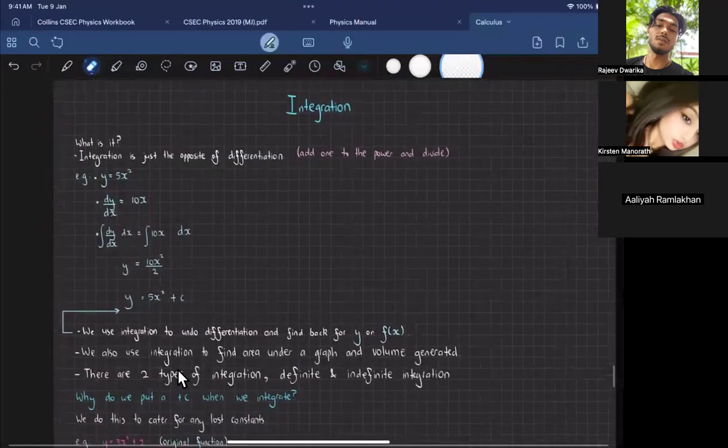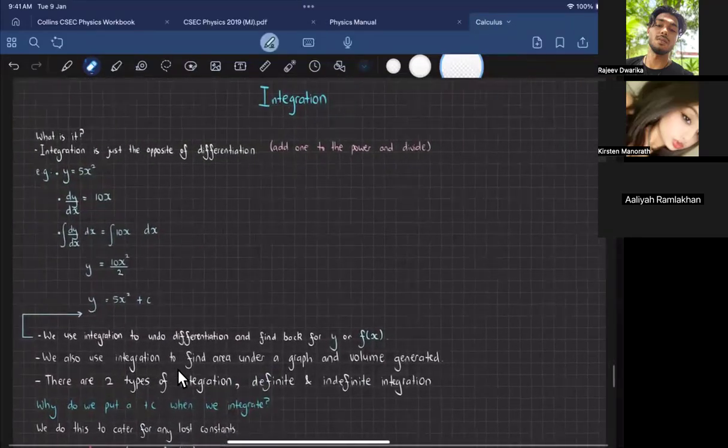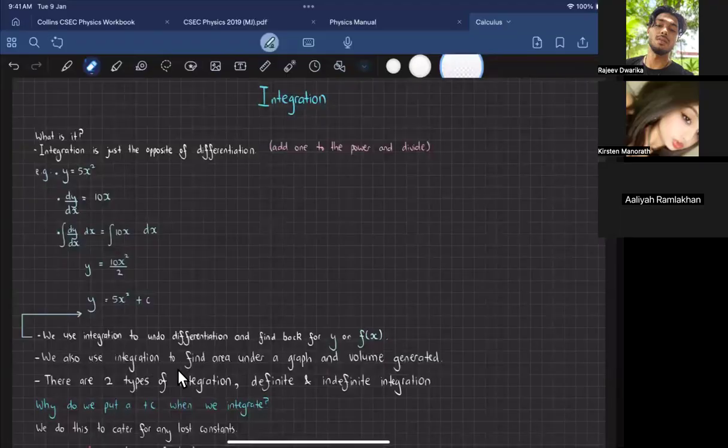So integration. I want to let you copy down everything here. What is integration? Integration is just the opposite of differentiation. You add 1 to the power and then you divide. For example, if you had y is equal to 5x squared, you differentiate it and get 10x.